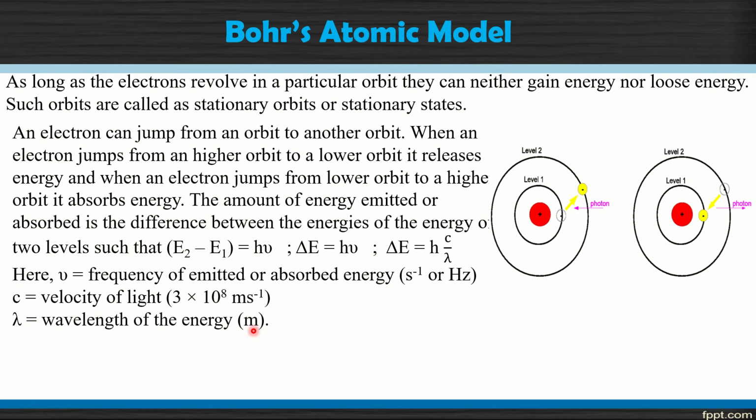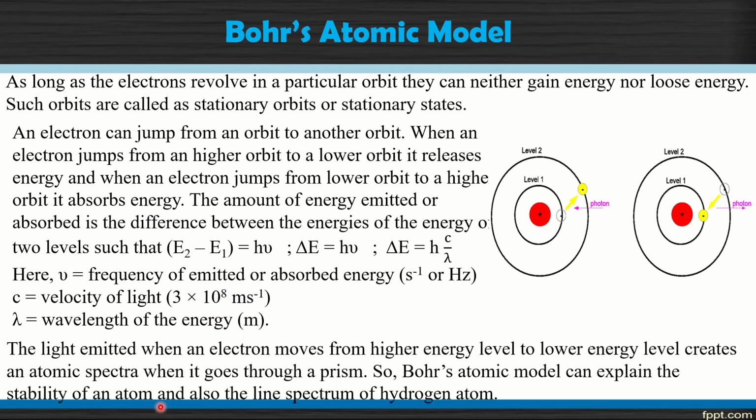Wavelength, its unit is meter, centimeter, nanometer, or any length unit. Now, the light which is emitted when an electron moves from a higher energy level to a lower energy level creates an atomic spectra when it goes through a prism. So, Bohr's atomic model can explain the stability of an atom and also the line spectrum of the hydrogen atom.